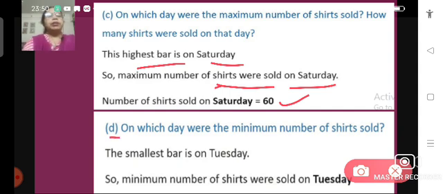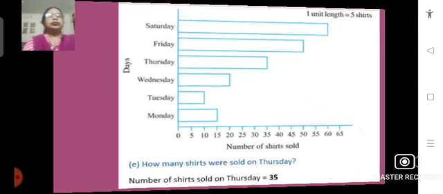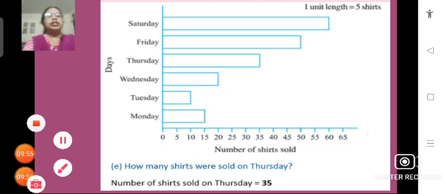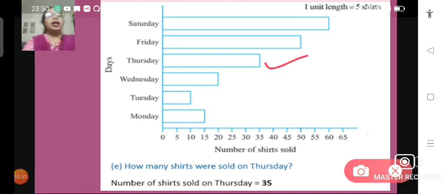Question D, on which day were the minimum number of shirts sold? The smallest bar is on Tuesday, isn't it? So the minimum number of shirts were sold on Tuesday. Next, question E, how many shirts were sold on Thursday? So we can look at the bar and understand how many shirts were sold on Thursday. The number of shirts sold on Thursday were 35.